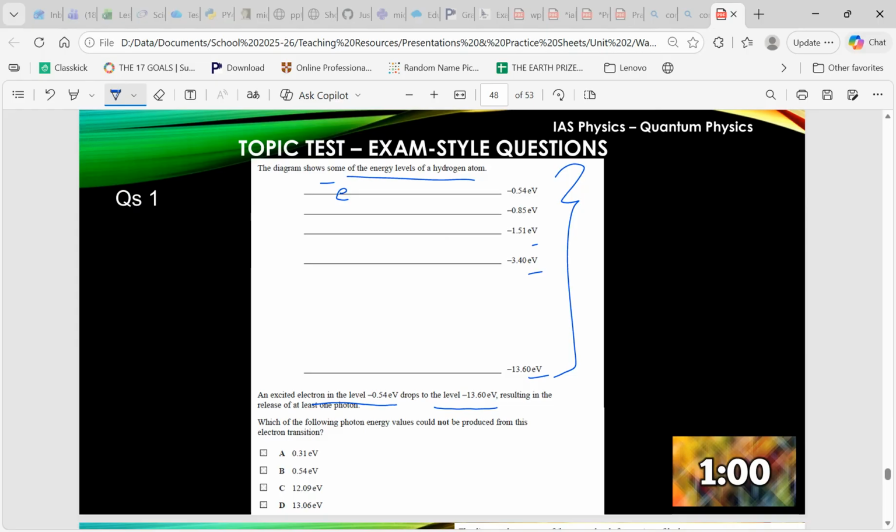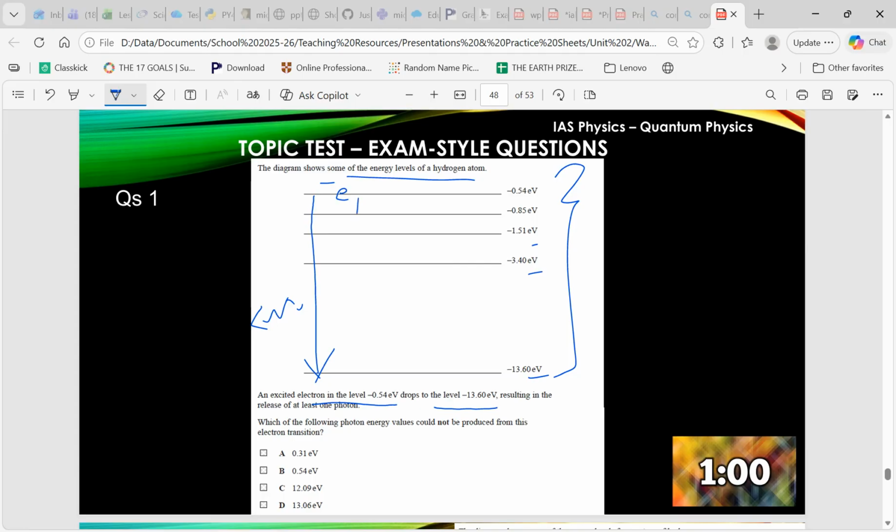First of all, let's understand why would it ever release more than one photon. So let's assume that this electron jumps directly from the highest level to the lowest level, or the ground state. In that case, it will emit a single photon, right? But transitions do not necessarily happen as a single step transition. Transitions can happen in multiple steps.